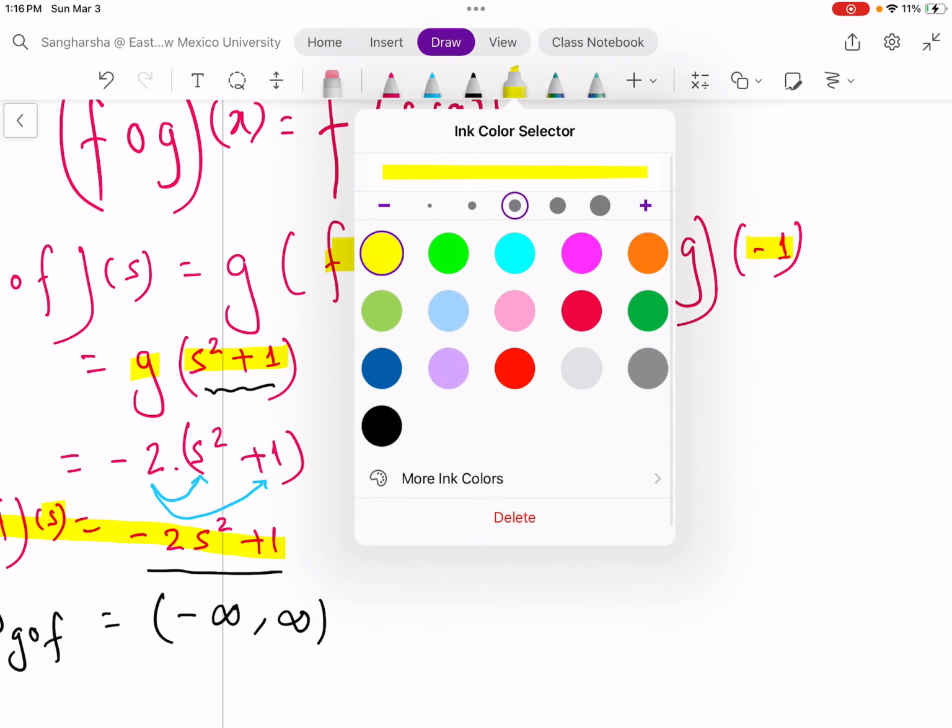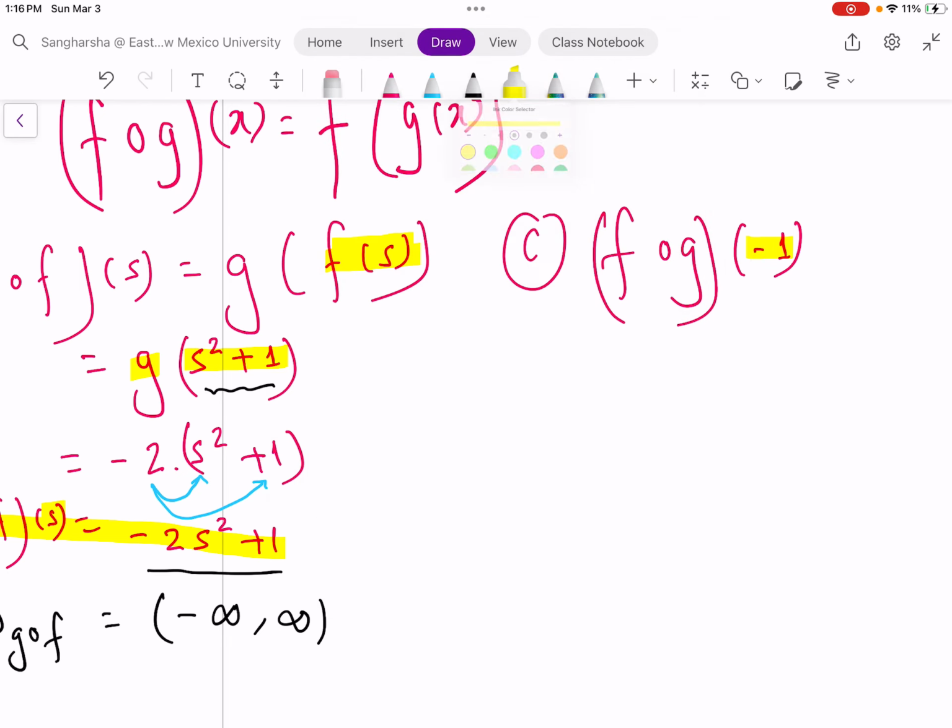Here we can see the function f composite g. This is the name of one function, which is f composite g. We have this function and we have the input negative 1, and we are asked to find f composite g of negative 1. It means we want to know the output of negative 1 for our function f composite g.